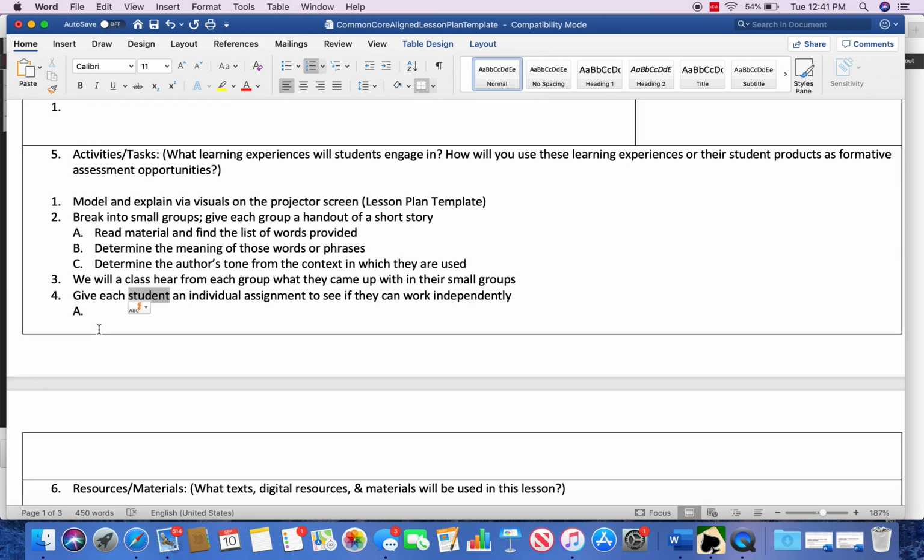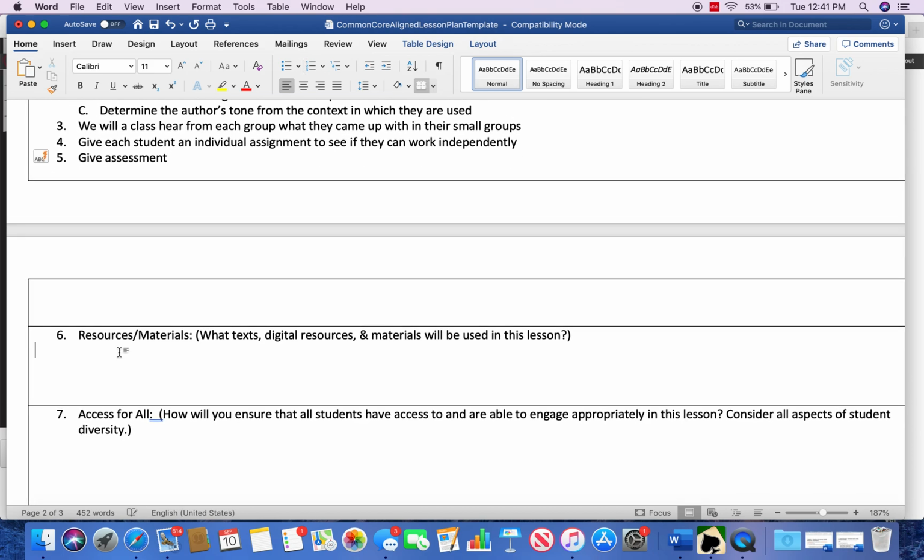Then after A and B, you would come to number 5, and that's where you would assess or give an assessment. That would be like the test where you test them and have them prove that they have mastered this. What resources?